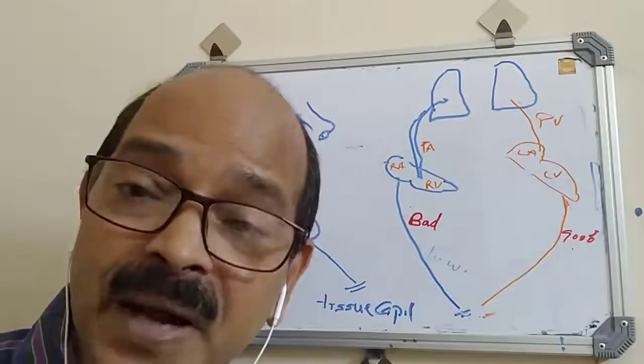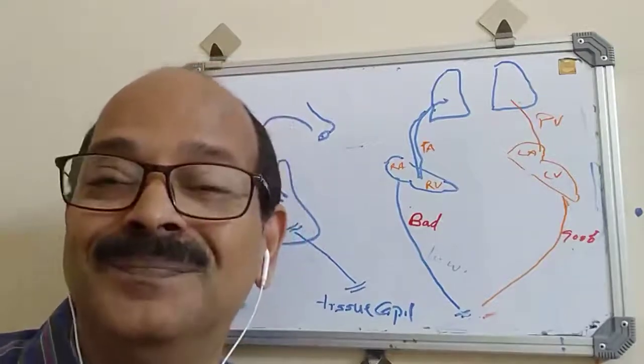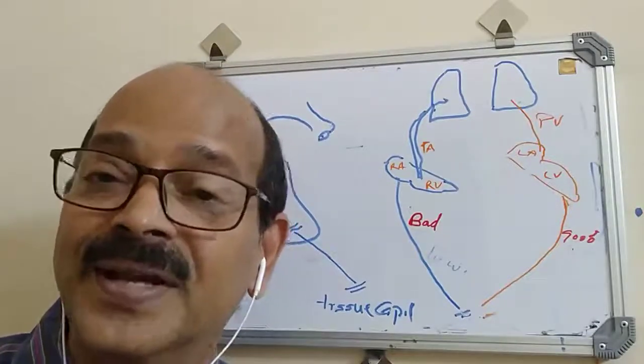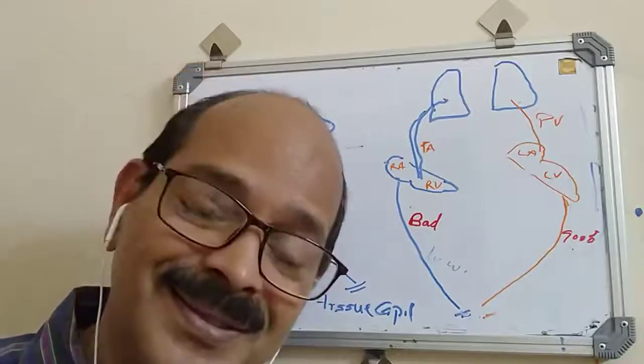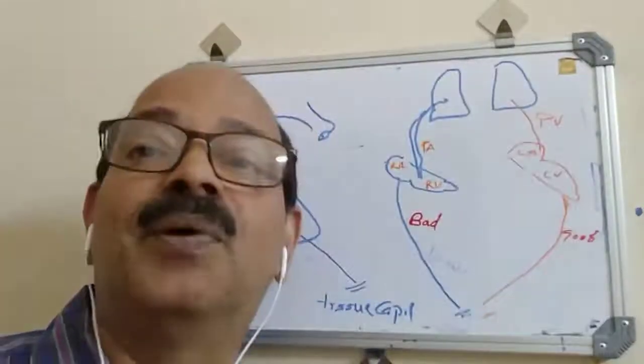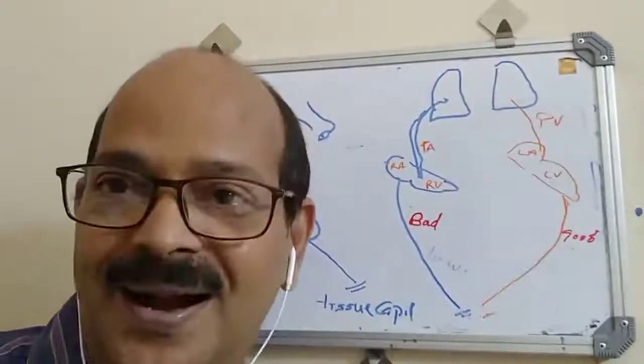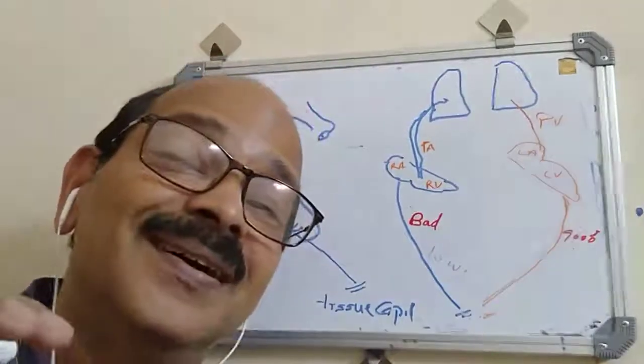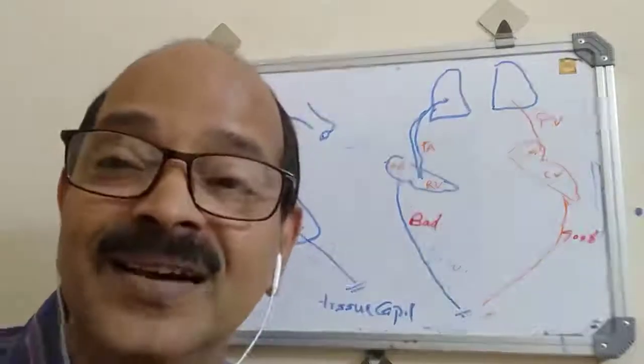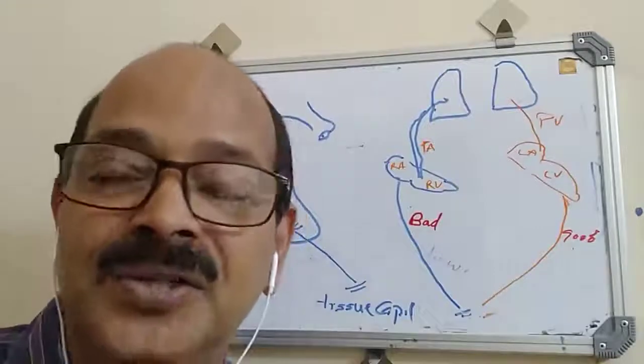Don't think right to left shunt means it's a cardiac condition, a cardiac entity. You know there are numbers. So you extend that possibility a little outside the heart. So where all can this mixing of the water into the milk happen?